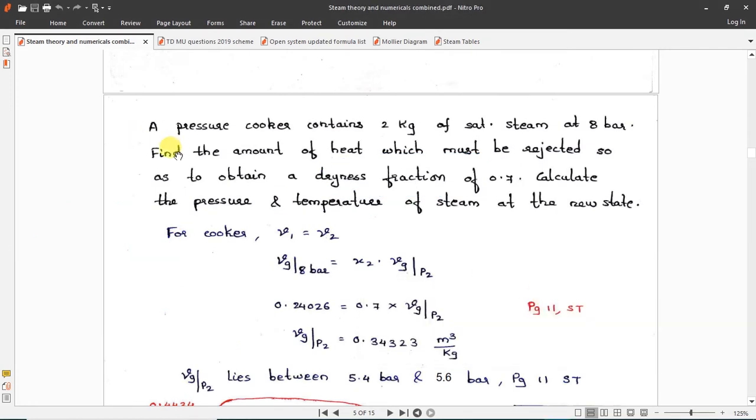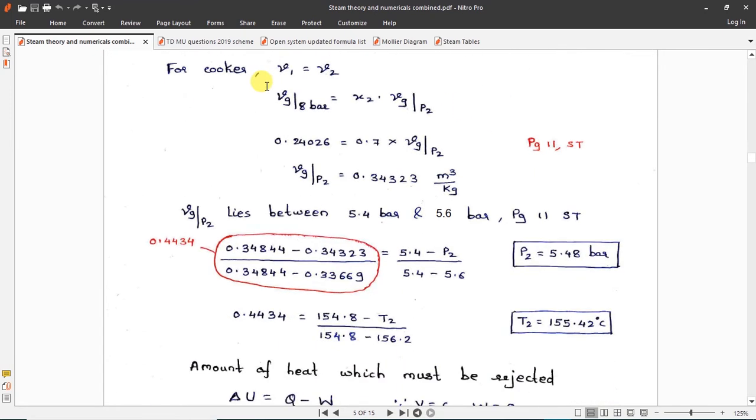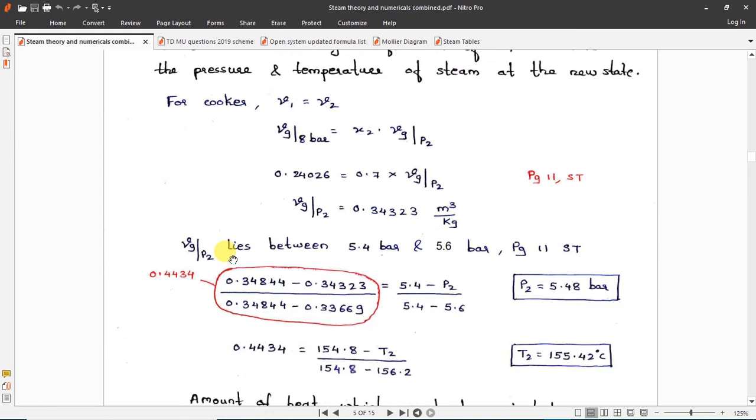Now next one is to find the amount of heat which must be rejected. So from the constant volume pressure cooker, we are rejecting some steam. So with the help of that, what will happen? We are rejecting some heat. So because of that, the dryness fraction is now 0.7. So we need to calculate what is this heat. So how will you do that? Since this is a closed system, okay, so this pressure cooker is a closed system and we are just rejecting heat. It is not that we are rejecting steam. Okay, so what will happen in that case?